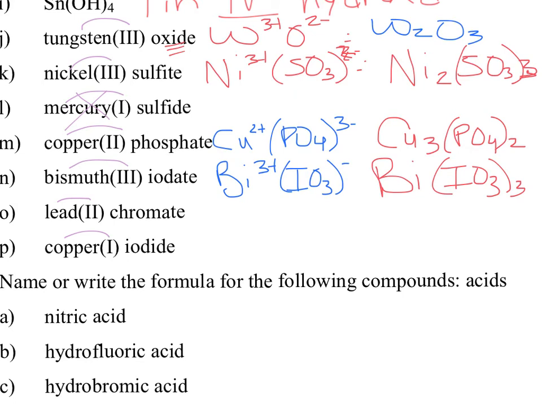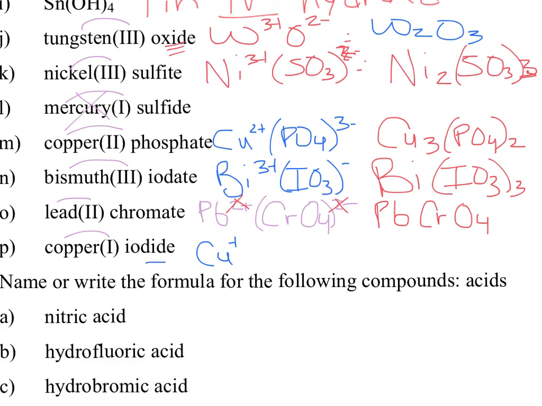And then finally, one more to go. Lead 2 chromate. So we've got Pb2+. Chromate is CrO4, 2 minus. And so the charges will cancel. Good. And so we have PbCrO4. And then copper 1 iodide is Cu+. Iodide, so it ends in I, so it's I by itself. Iodide is in group 17, so it's -1. And so again, our charges cancel, leaving us with CuI.